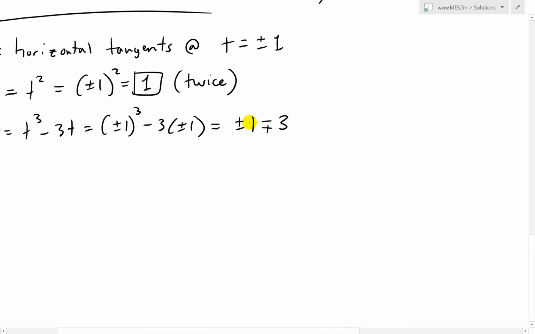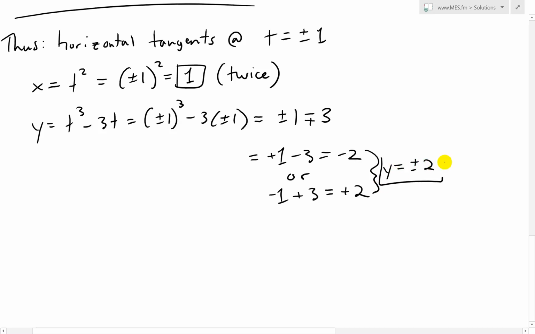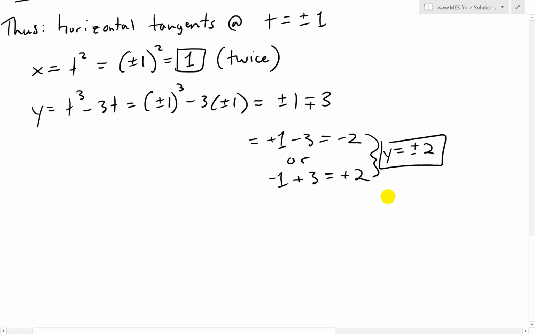Now we have this, I just wanted to show you that, it's pretty cool. If it's plus 1, then we have minus 3, and plus 1 minus 3 equals negative 2. Or if it's minus 1, we have a plus, so minus 1 plus 3 equals plus 2. This is just a cool way of putting it all into one formula. So y is equal to plus or minus 2, and x is 1 both times, whichever value of plus or minus 1 we have.